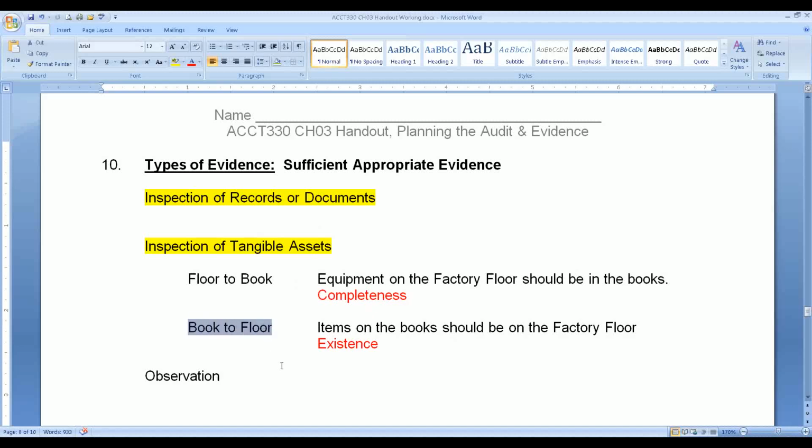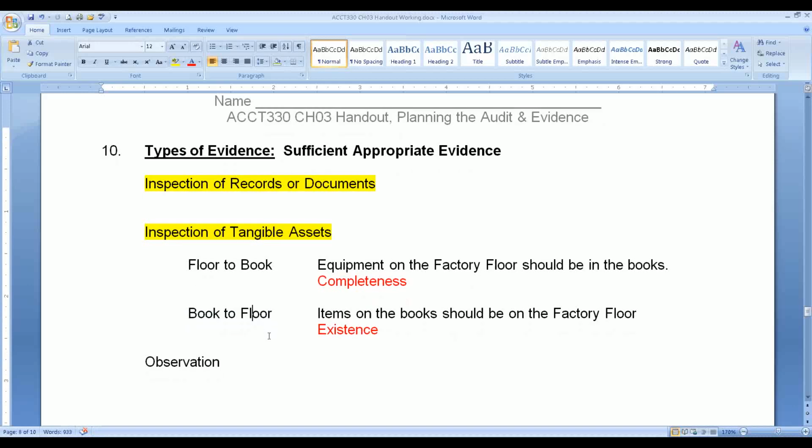The nice thing is usually it doesn't really matter because usually these are things that are completely depreciated or close to it. But sometimes this is going to be more problematic usually than the floor to book. Usually things that are on the floor will be in the book. It's the other way around that things sometimes are not so good.